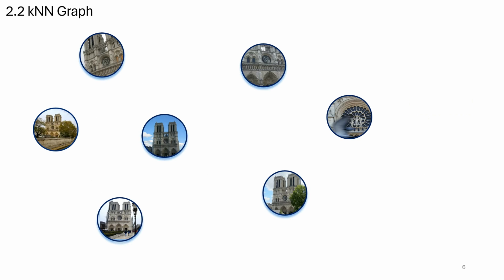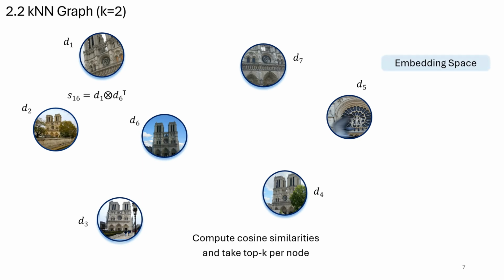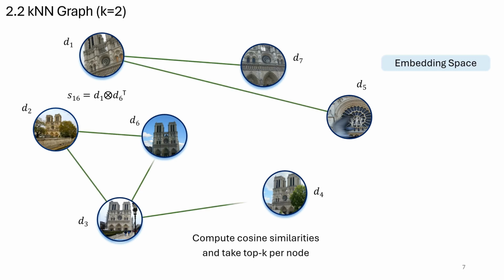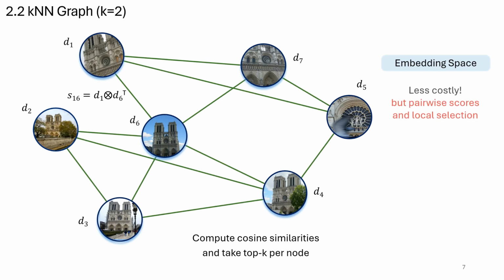As a standard practice, we could look for similar image pairs in an embedding space. In the embedding space, we could compute the cosine similarities and take the top k images per node. As an example, we have a sparse graph in the end here. It is less costly, but there are two limits. First, the scores are pairwise, and second, the selection is done in the local neighborhood.